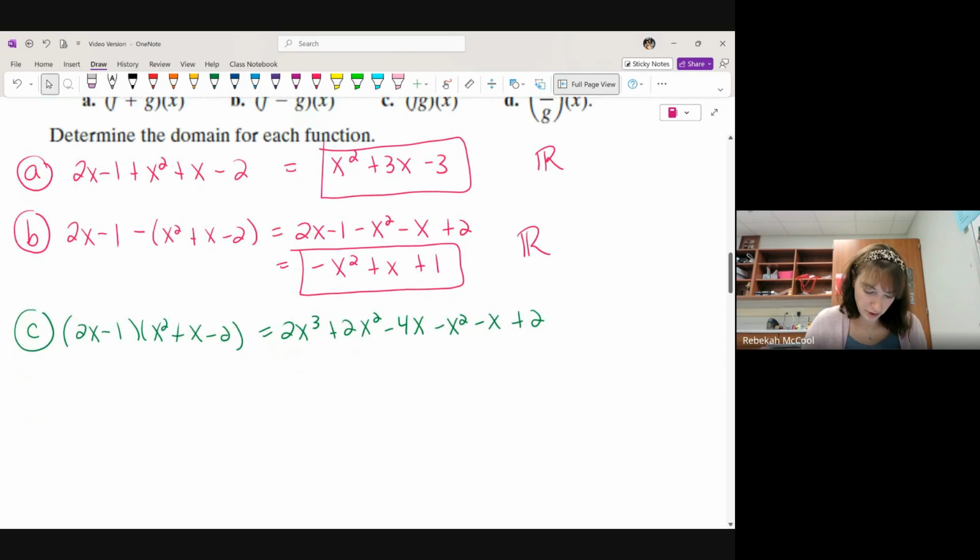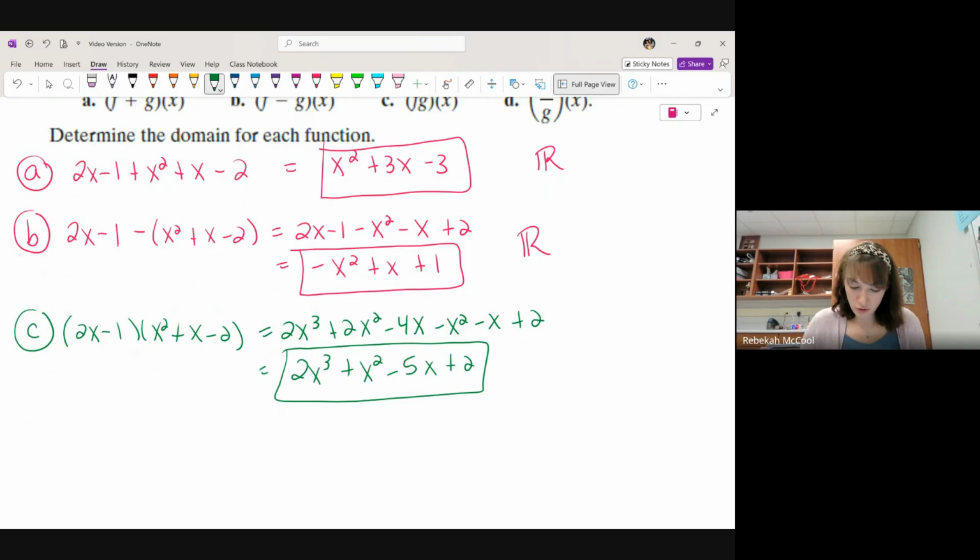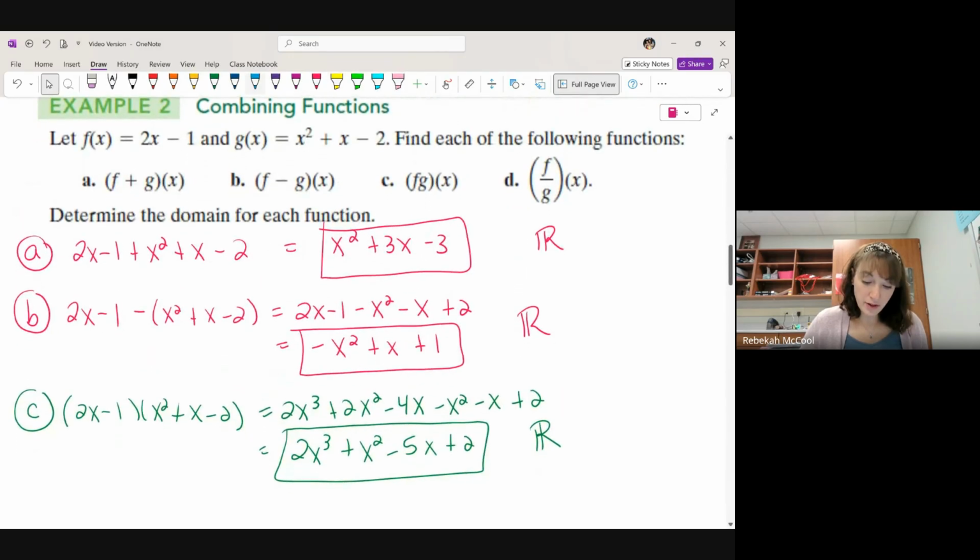Now we can combine our like terms. So let's see. We'll have 2x squared minus an x squared is 1x squared. Negative 4x minus x is going to be a negative 5x. And then plus 2. Again, no domain issues, so our domain should be all real numbers. And now we need to divide. So we're dividing function f divided by function g.